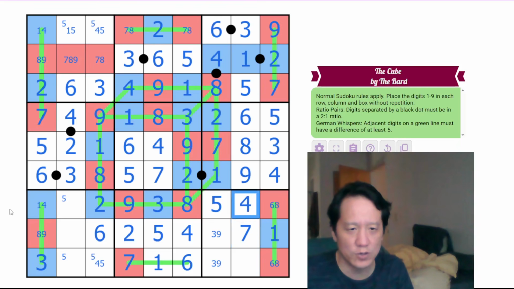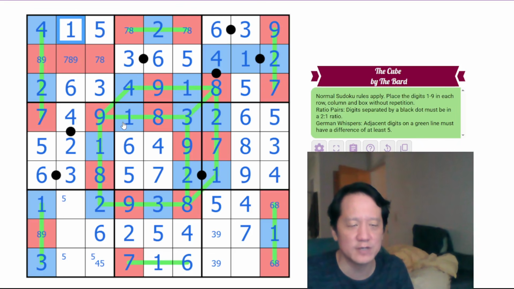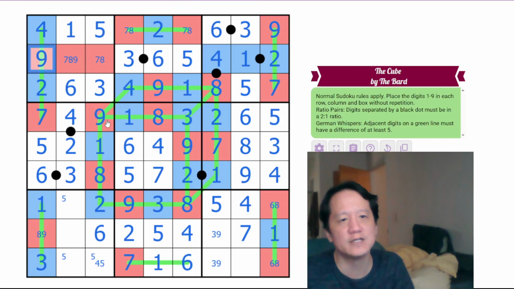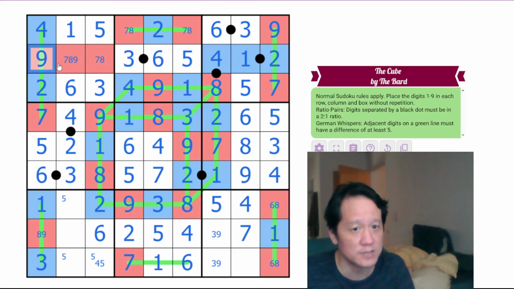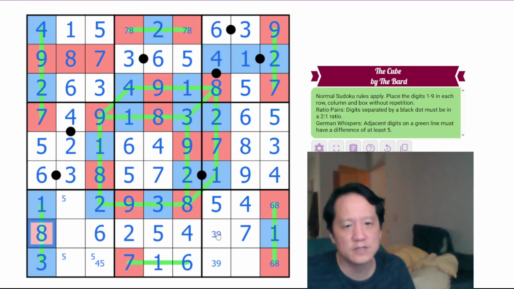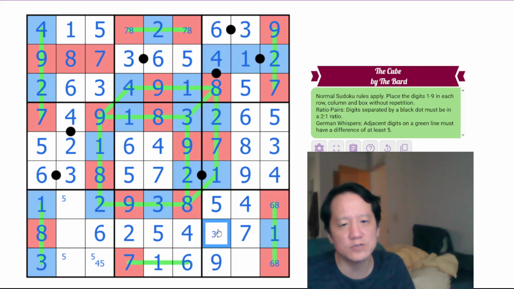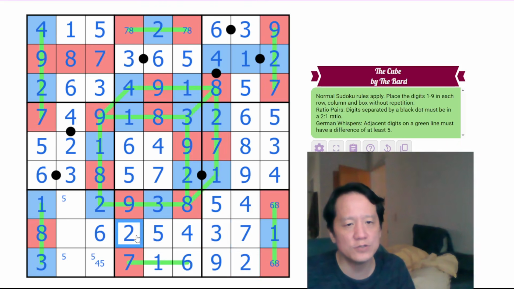So this is 4. 4 eliminates 4 here, so it's 1, which makes this 4, which makes that 5, which makes that 1. 4 can only be next to 9 on a Whisper 5 line, so this is 9. 8 eliminates 8 here, so it's 7 and 8. 9 eliminates 9 here, so it's 8. 3 eliminates 3 here, so it's 9 and 3. That leaves this as a 2.